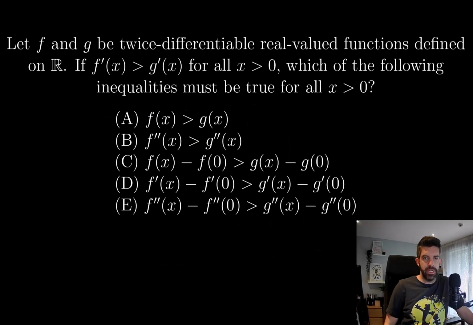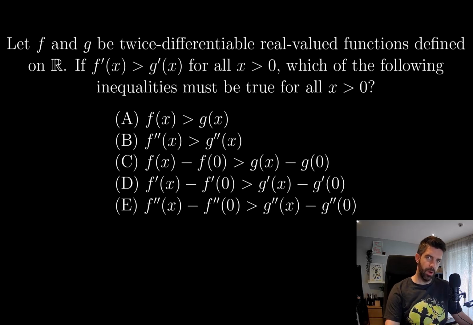Let f and g be twice differentiable real-valued functions defined on R. If f prime of x is greater than g prime of x for all x greater than 0, which of the following inequalities must be true for all x greater than 0?